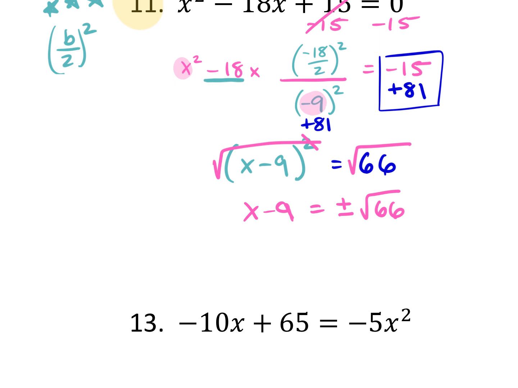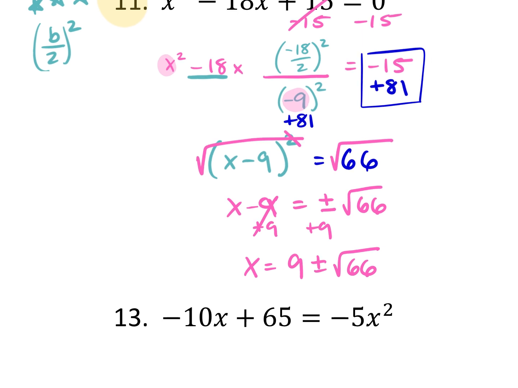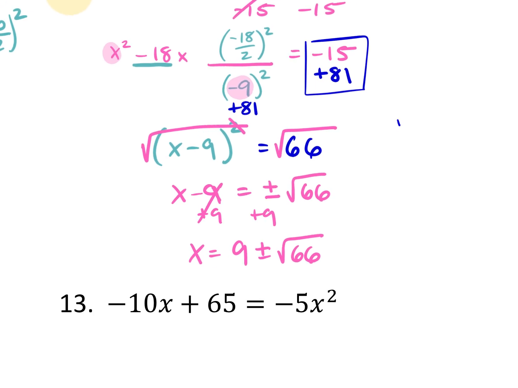What do we do next? Plus 9. So add 9 to the other side. So we get x equals 9 plus or minus square root 66. Always put the whole number in front of your square root. And then just to make sure, can we simplify the square root of 66? What are two factors of 66? 6 and 11, and then 6 is 2 and 3. Do we have any pairs? No. So it doesn't simplify, so this is our answer.